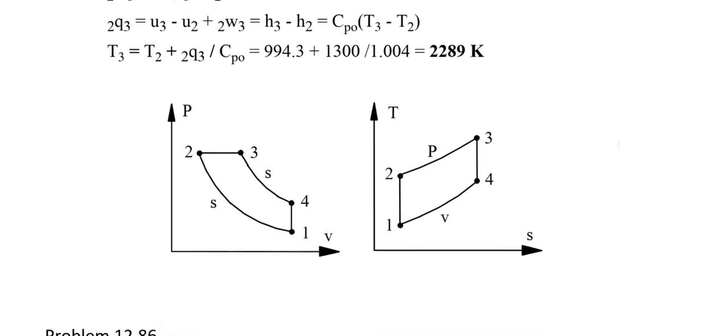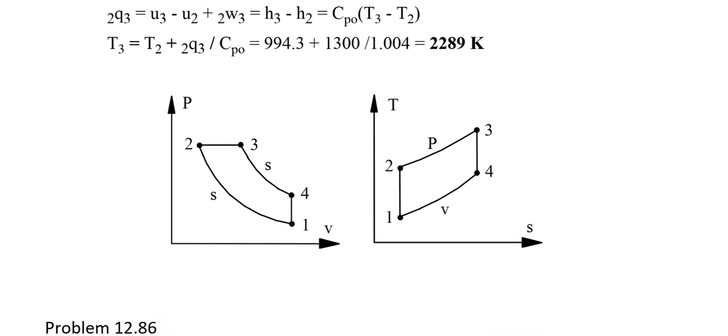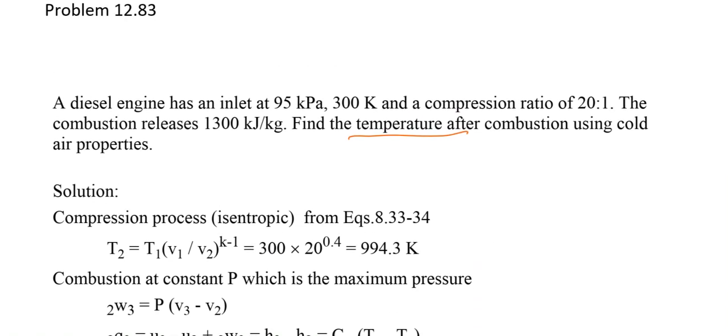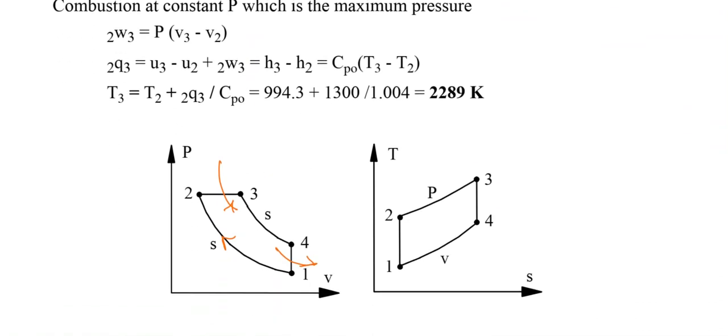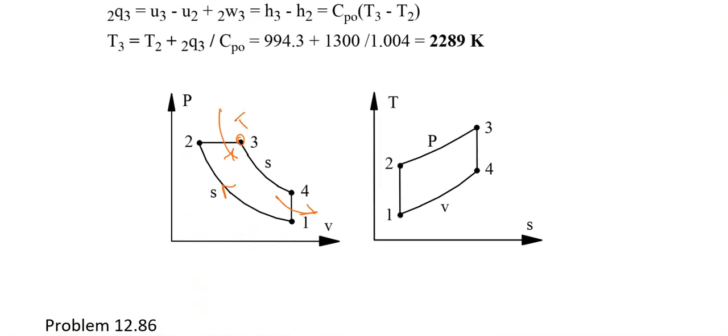If you can imagine the diesel engine, we have four processes in a diesel engine. From state 1 to 2 we have the adiabatic compression. From 2 to 3 we have constant pressure heat addition. From 3 to 4 we have the reversible adiabatic, which is also the isentropic expansion. And from 4 to 1 we have constant volume heat rejection. So we need to find the temperature at the end of the combustion, which means we need to find the temperature T3.